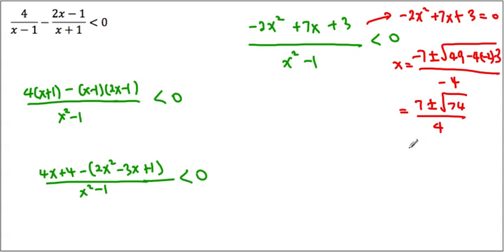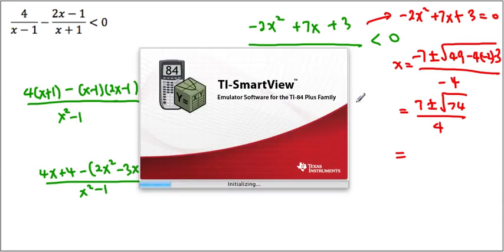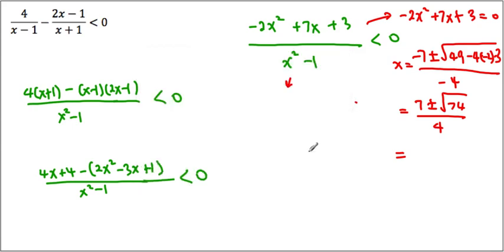Let's try to approximate that. As I'm getting the calculator, let's set the bottom equal to 0. That means x squared minus 1 has to be equal to 0. That means x will be equal to plus or minus 1. So we have two values here and two values there.